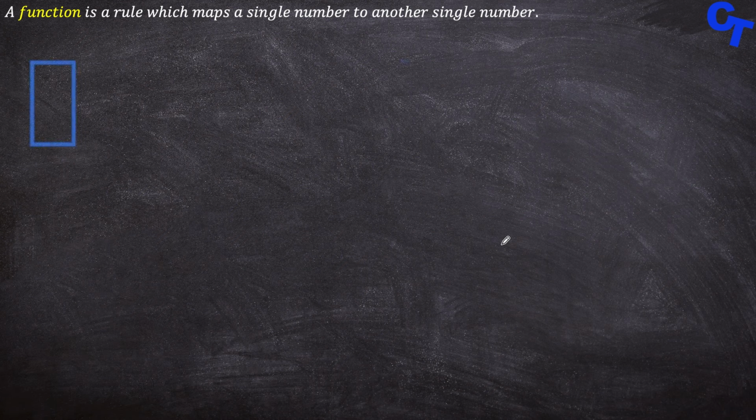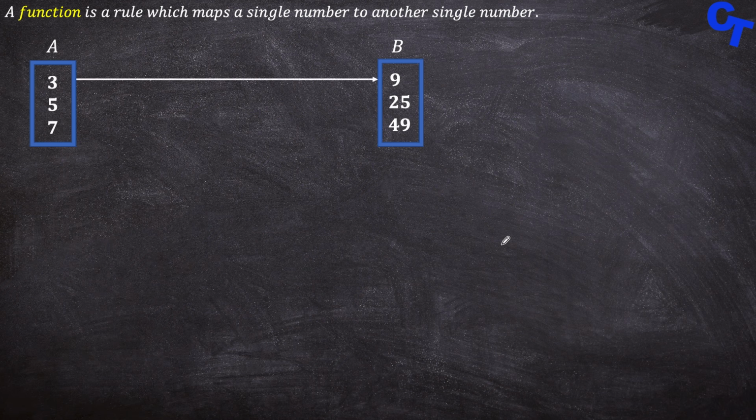So I'm going to draw two sets right here. And I'm going to call this set A and this set B. So on set A, we have three numbers. We have 3, 5, and 7. And on set B, we have 9, 25, and 49. So what I'm going to do, I'm going to map 3 to 9, 5 to 25, 7 to 49.